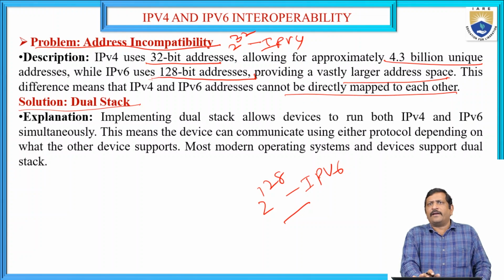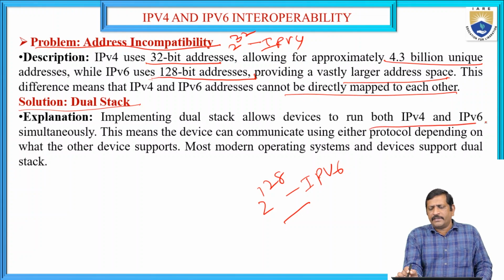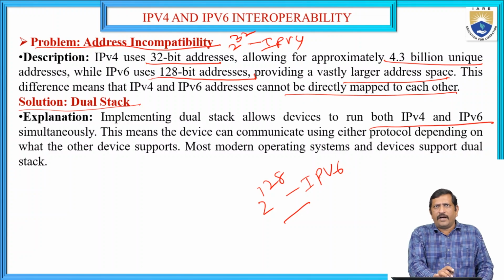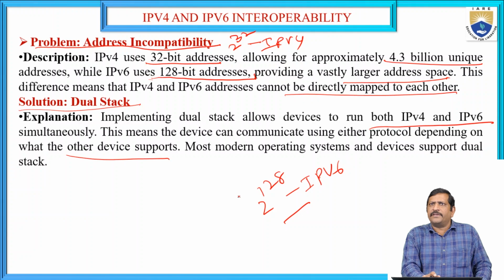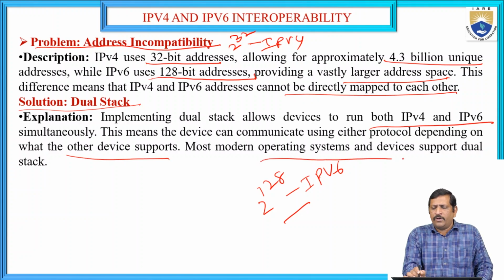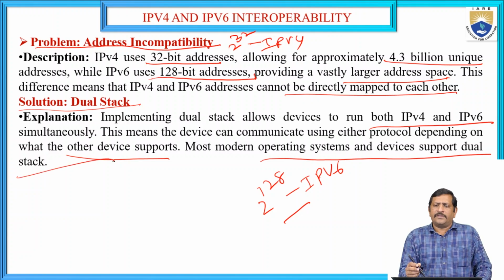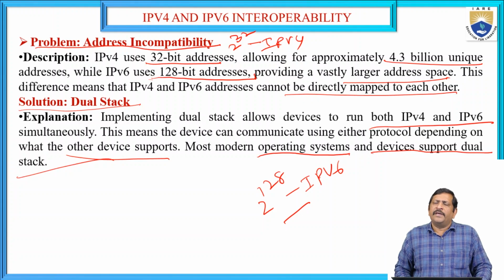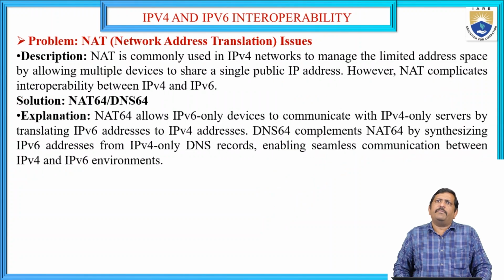By implementing the dual stack, devices can run both IPv6 and IPv4. Even though the address incompatibility exists between Internet Protocol version 4 and Internet Protocol version 6, it can be overcome. With dual stack implementation, the device can communicate using either protocol depending on what other devices support. Most modern operating systems and devices support dual stack operations. With these dual stack operations, any incompatibility can be overcome.